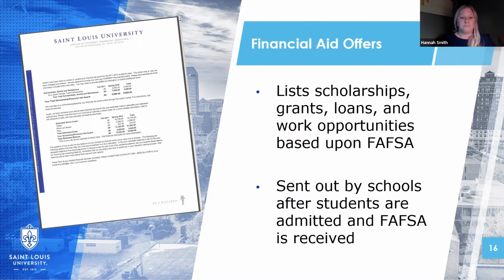And again, make sure that you're comparing apples to apples. So think about gift aid as that really highly sought after and most desirable type of aid, and really just focus on loans to make sure that you're financing the rest of that remaining balance wisely.